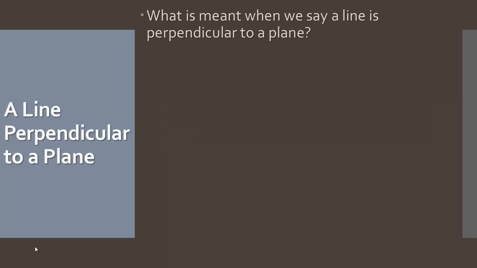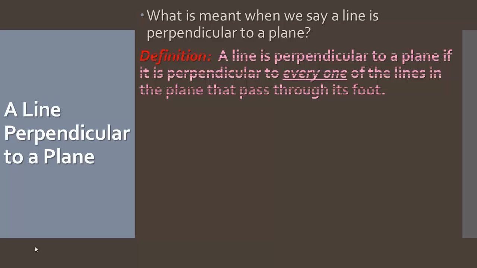A line perpendicular to a plane. So what is meant when we say that a line is perpendicular to a plane? How does that look? How do you imagine that? We kind of touched on it a little bit the other day.